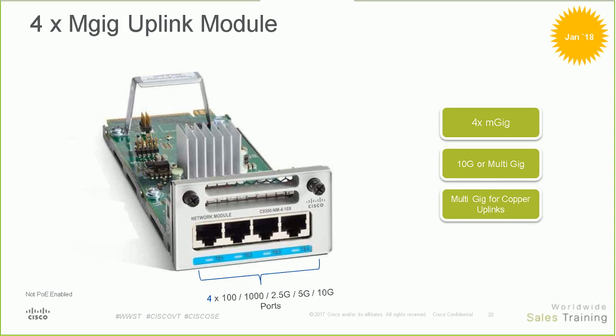So mGig, 10 gig, let's say, copper aggregation, for example, which, by the way, is something that we are starting to use a lot. So mGig, going beyond 1 gig for the wireless or Mac Pro or other PCs that will have this standard is good, but having 10 gig in copper can also be a very nice use case.